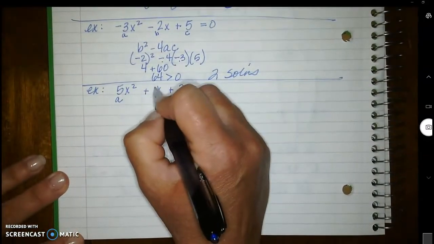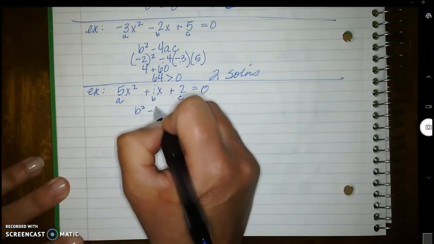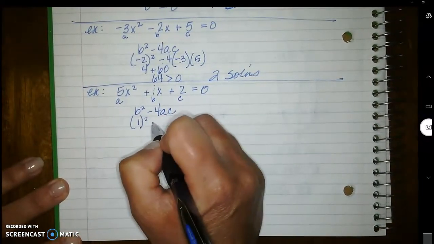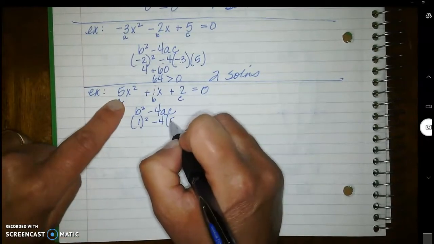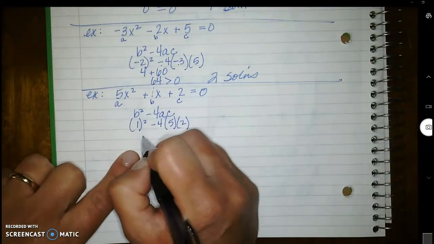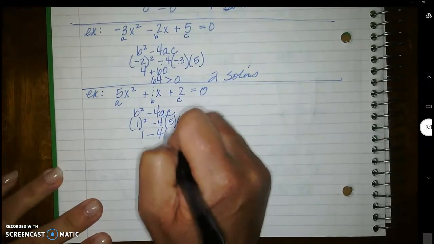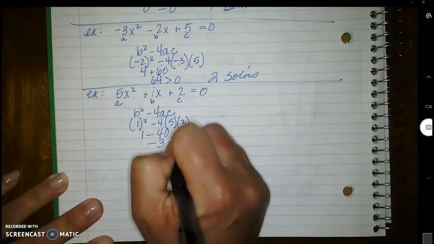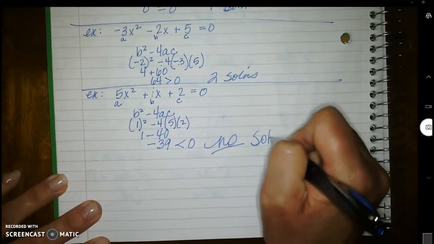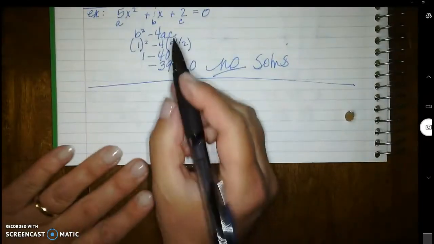All right, here's A. B is 1 again. Here's C. B squared minus 4AC. So we're going to do 1 squared minus 4 times 5 times 2. 1 squared is 1. 4 times 5 is 20, times 2 is 40. 1 minus 40 is negative 39. That's less than 0. No solutions. That's it. Get ready.